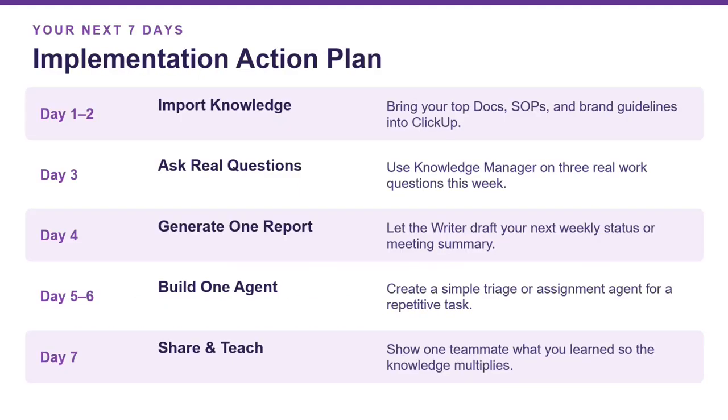So, implementing an action plan. Here's a 7-day plan, so this doesn't just stay theory. Day 1 and day 2, import your important knowledge, top docs, SOPs, and brand guidelines into ClickUp. Day 3, use Knowledge Manager on 3 real work questions this week. See how the answer feels. Day 4, let the writer draft one weekly status report or meeting summary for you. Day 5 and 6, build one simple agent that handles a repetitive task like a triage or an auto assignment.